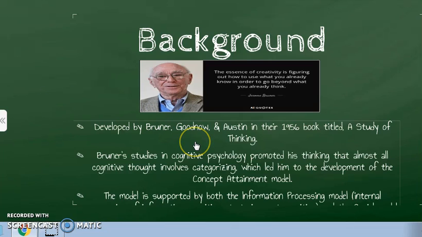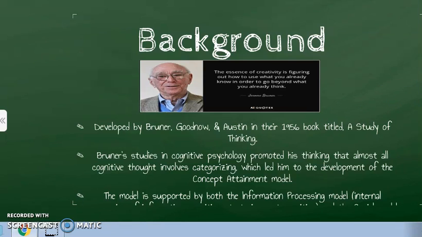Together, they published a book titled A Study of Thinking in 1956, where they expanded on the idea that almost all cognitive activity involves categorizing. Categorizing is one of the cognitive strategies that the concept attainment model is based upon.